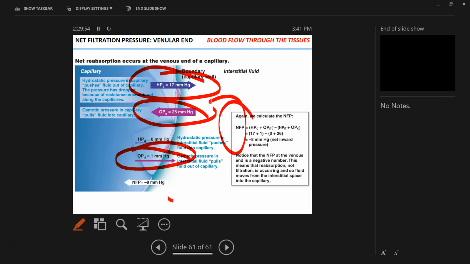What does that mean? Which means it loses what? If it loses pressure, it loses fluid. It loses fluid. Does that make sense? It means that not everything that leaves on the arterial end comes back at the venular end. The difference, where does it go?